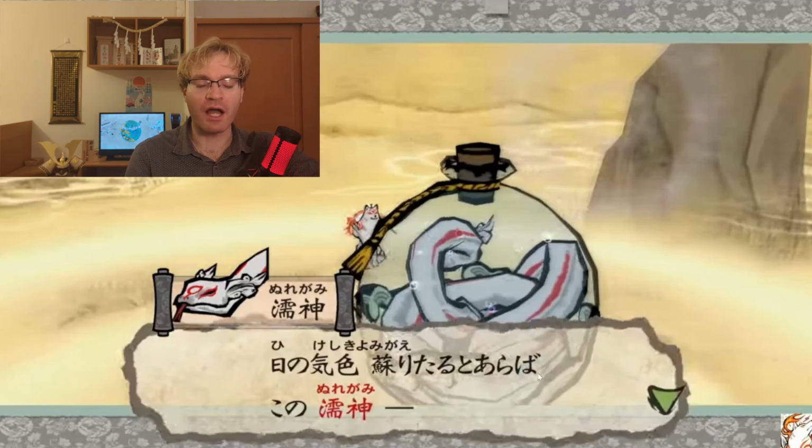So when you have the not yet form of a verb, not yet, condition, you combine those two and you get if. So yomigaeru taru to araba. If there exists as the resurrecting of the appearance of the sun, of the scenery of the sun, of the condition of the sun. So basically she's saying, if the sun were to come back from the grave, if the sun were to be resurrected, okay?